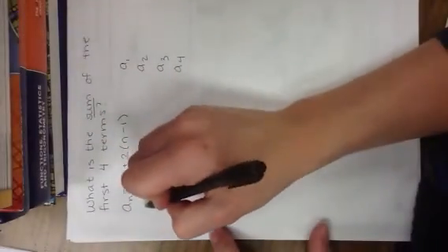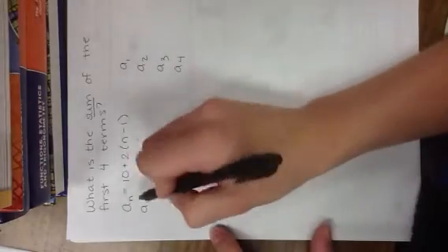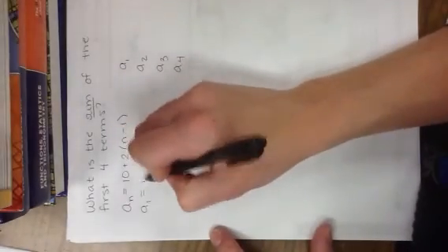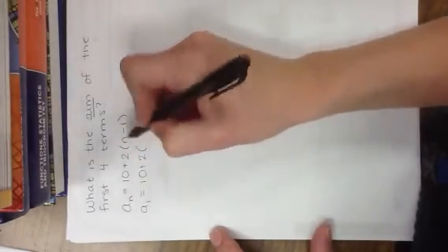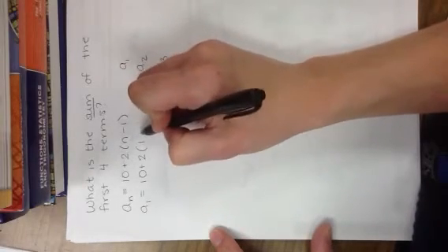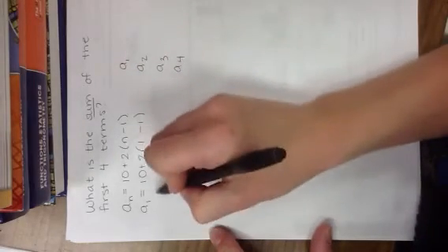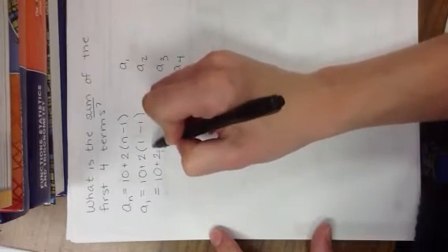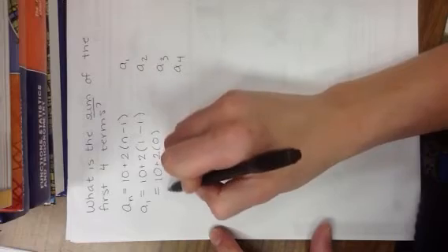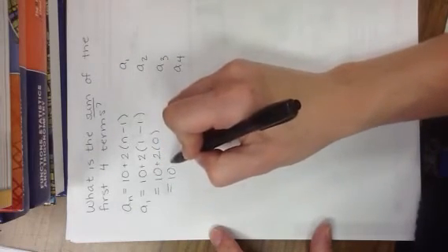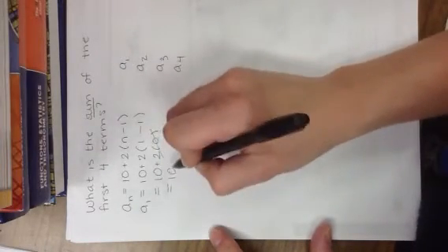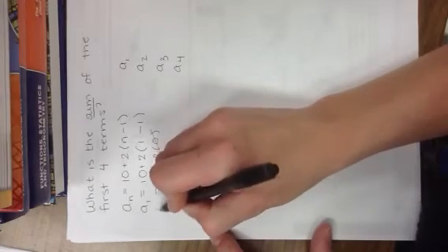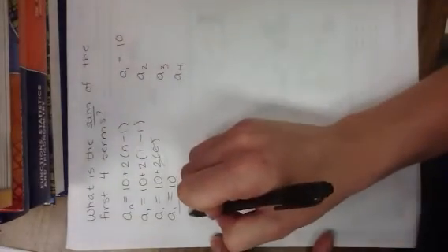So first, I'd like to find A1. If I'm finding A1, that means I'm looking for the first term. So that means my n value is now going to be 1, which means that I can start to simplify by using the order of operations. When I do that, I get that A1 equals 10. Let me just write that over here to organize my answers.